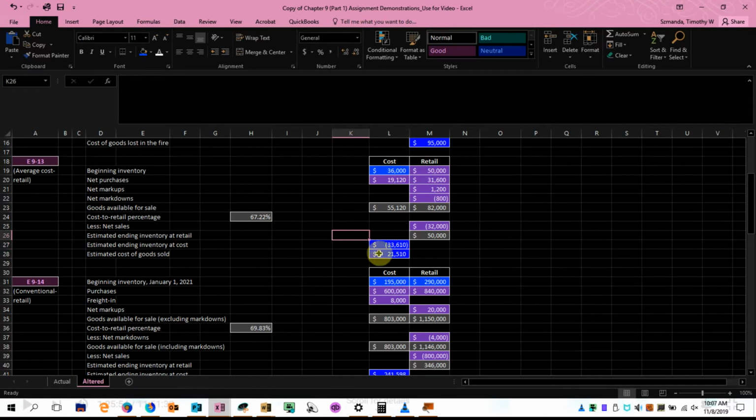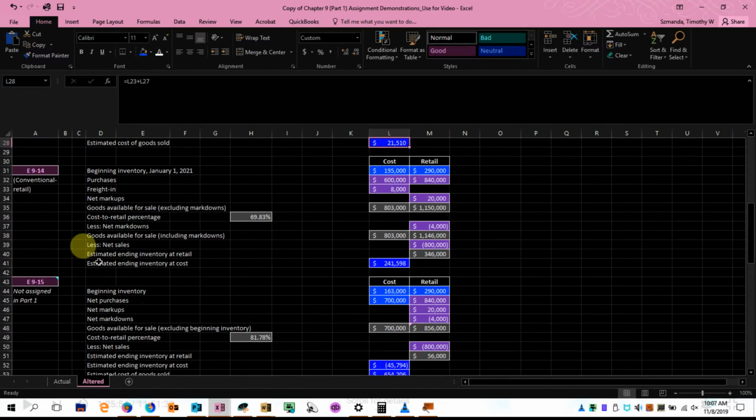And then finally, our estimated cost of goods sold. I'm going to add together the goods available for sale at cost, and then I'm going to take out the ending inventory, since that's still sitting there unsold at cost. And that'll give me the estimated cost of goods sold of $21,510 using my numbers.